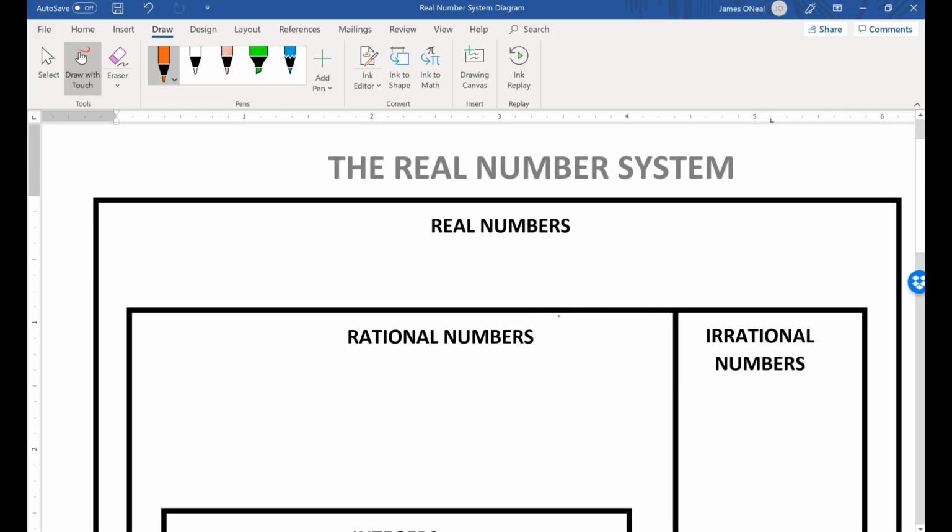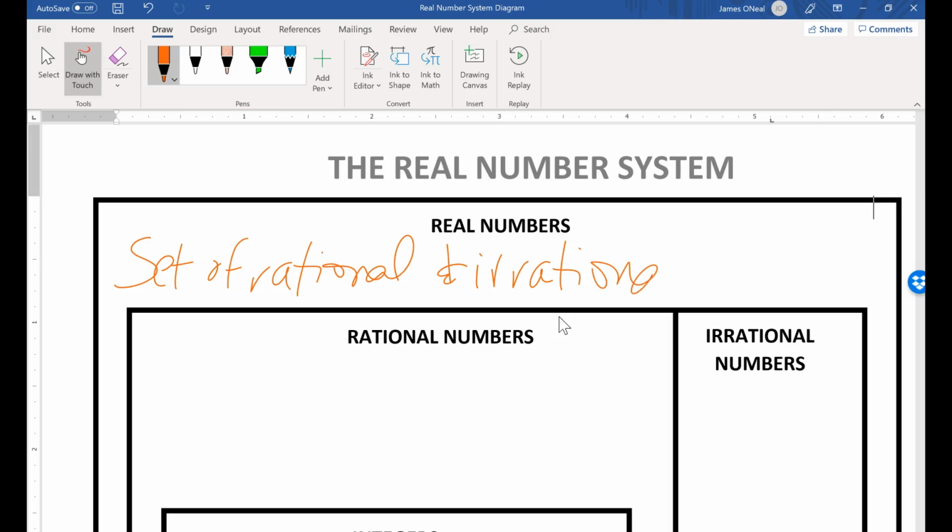What a coincidence. All right, so real numbers are the set of rational and irrational numbers. Now look at that beautiful handwriting. Look at that R. Can't get no better than that. All right, set of rational and irrational numbers.